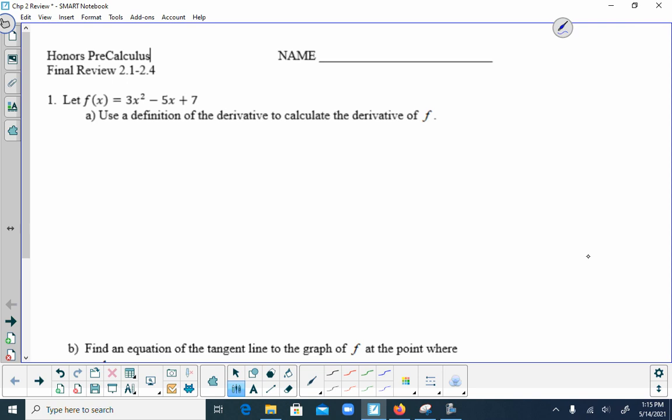So number one says use the definition of a derivative to calculate the derivative of the function. I know the derivative is 6x minus 5. I can tell that by looking at it. That's not what the question is asking. The question is asking for you to show the work using the definition.